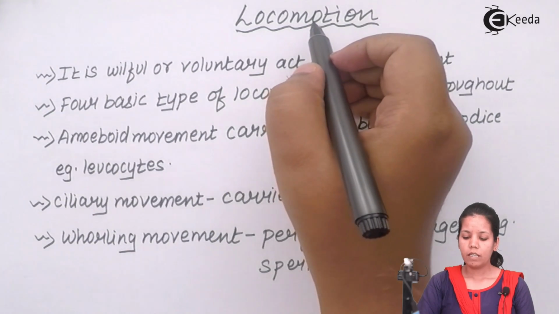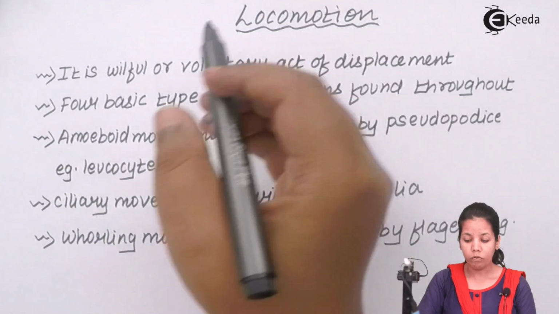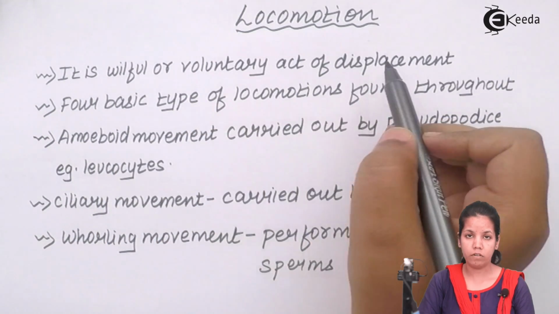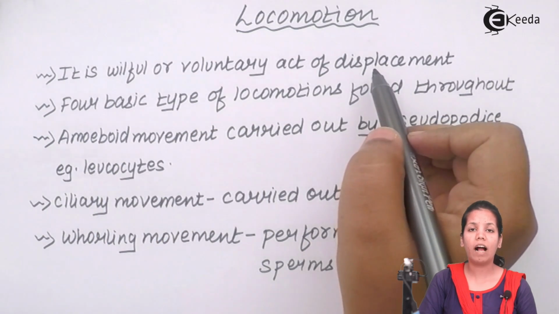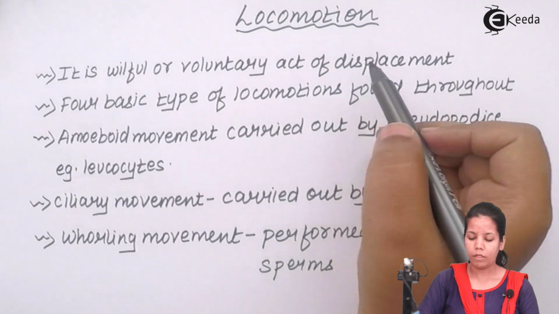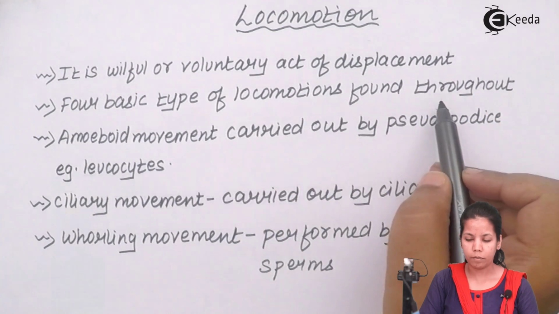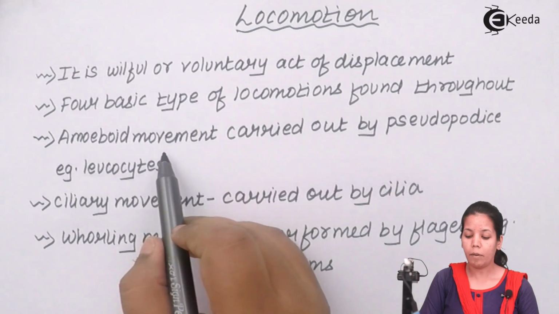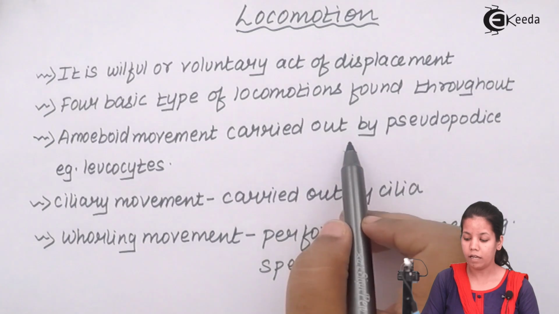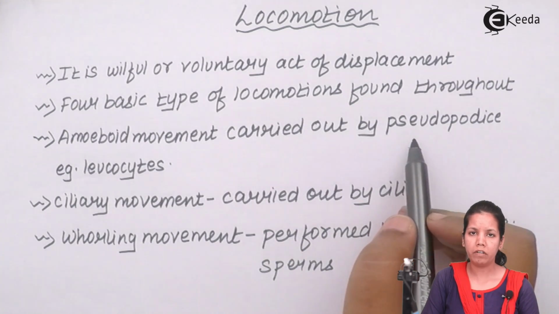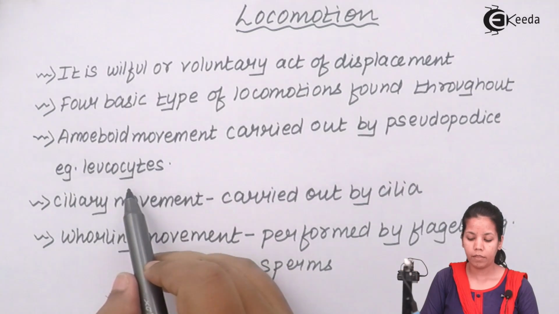Now, locomotion can be said to be a willful or voluntary act of displacement, something which is under your control. There are four basic types of locomotion that are found throughout. The first one is amoeboid movement, which is carried out by pseudopodia or pseudopodia-bearing leukocytes.